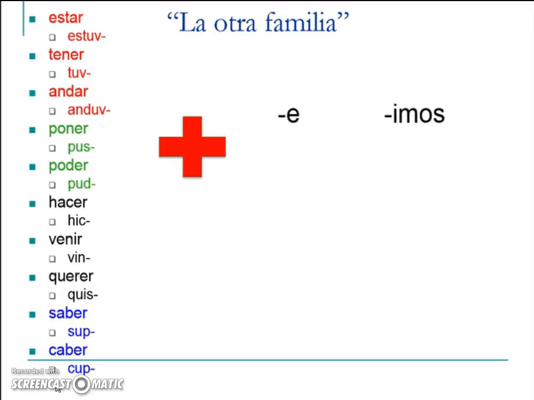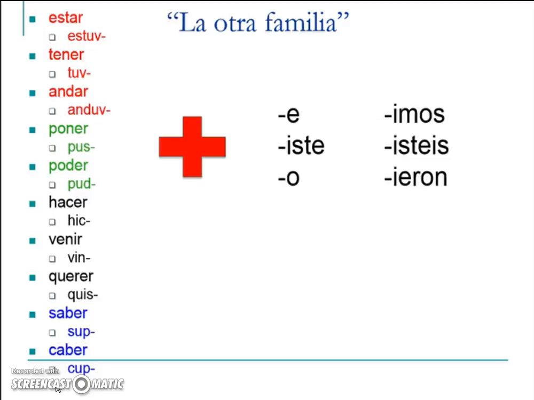So the first person endings are e and imos. The second person, the tú and the vosotros, is iste, and then isteis. And then the third person is o and ieron. So all we do is we take that stem and we attach the ending. So the yo form of estar is estuve. The tú form of tener is tuviste. Andar, ella is anduvo. Poner, nosotros is pusimos. Poder, vosotros is pudisteis. Hacer, ellos is hicieron, and so on.